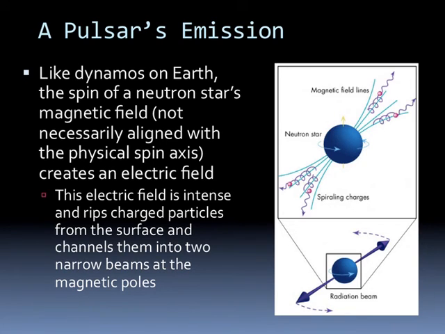Like dynamos on Earth, the spin of the neutron star's magnetic field, not necessarily aligned with the physical spin axis, creates an electric field. This electric field is intense and rips particles from the surface and channels them into 2 narrow beams at the magnetic poles.